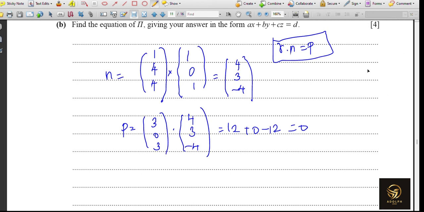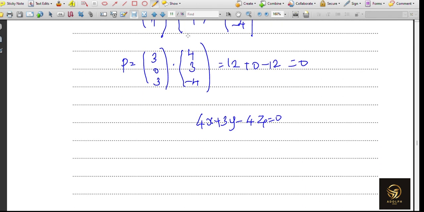And how do we write r dot n in this format? r will be acting as (x, y, z). So if I multiply, I will be getting 4x plus 3y minus 4z equals 0. So that is the required equation of the plane.